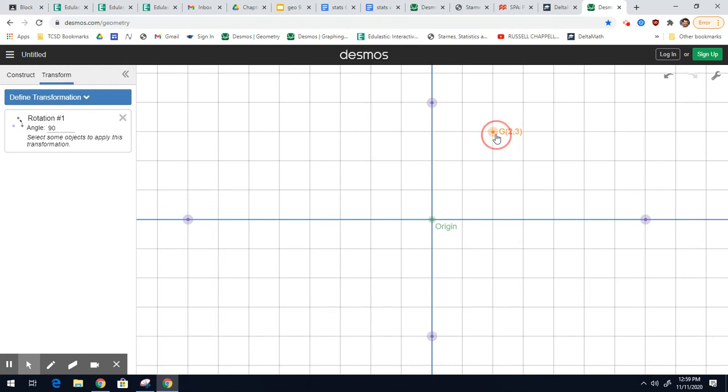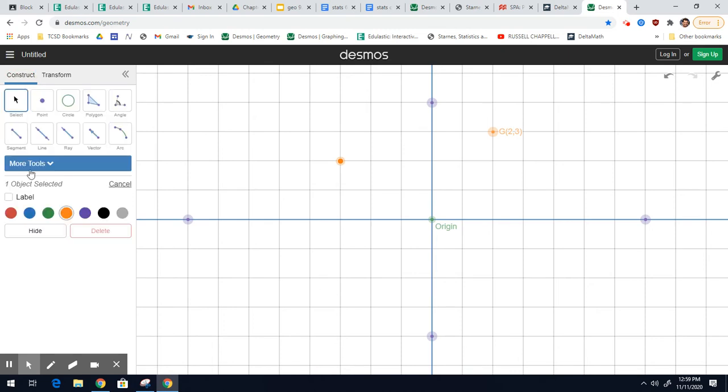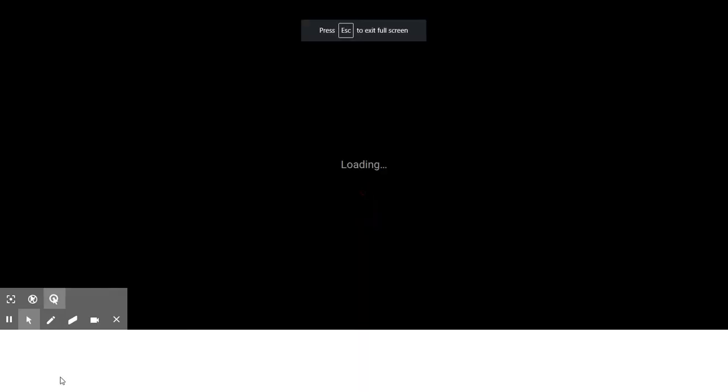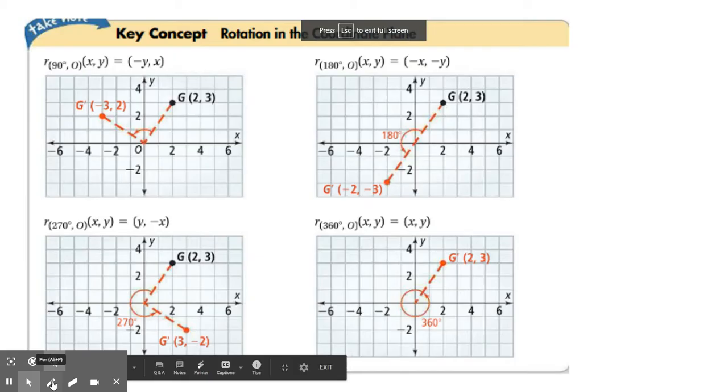Okay, so let's take point G and do this rotation, and boom, look what happens. Our point G prime now has the coordinates of (-3, 2). So the x and y switched, and the first number became the opposite of what it was, as stated right here. Okay. All right, next, let's take a look at the 180 rotation.